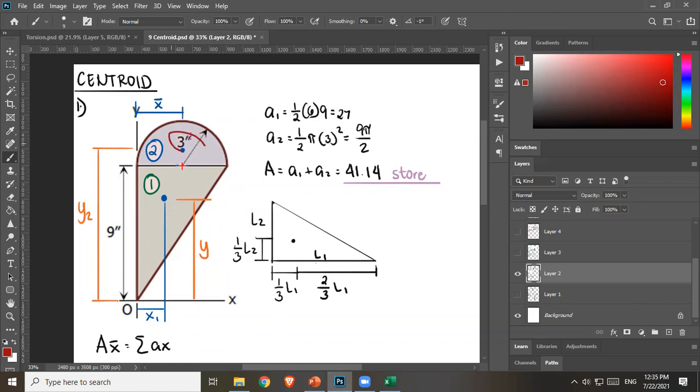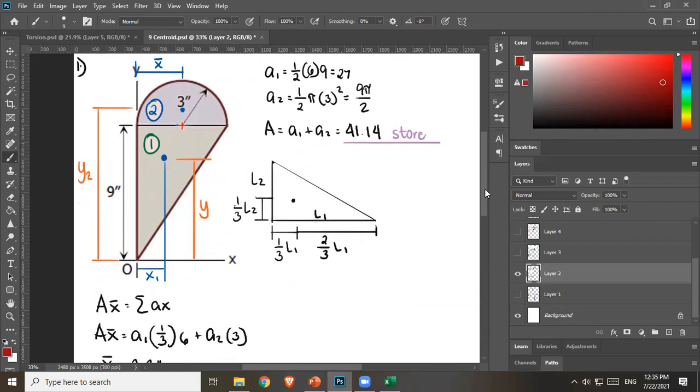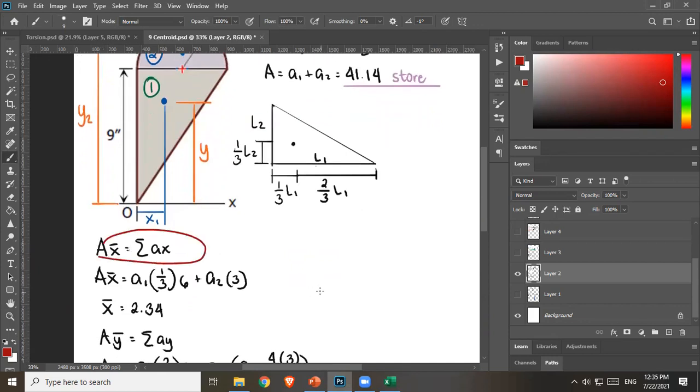So 1/2 pi, again, r is just 3 squared. The answer is 9 pi over 2. So total area is just the sum of that, 41 over 14, and store that in your calculator. Next, using this equation, A x bar equals summation of Ax, you can solve for x bar. So again, A is just this. I wrote it as a variable for now.